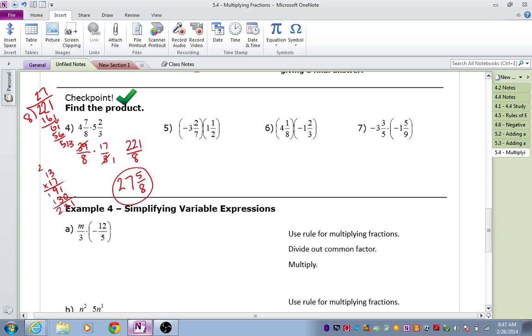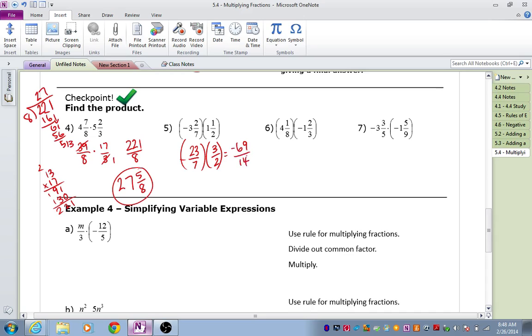Number 5. This would be 23 over 7. Okay. This would be 3/2. At this point, I'm assuming that we know how to change mixed numbers into improper fractions. Nothing can factor out. There's nothing in common between something in our numerator and something in our denominator. So this is going to be negative 69 over 14.